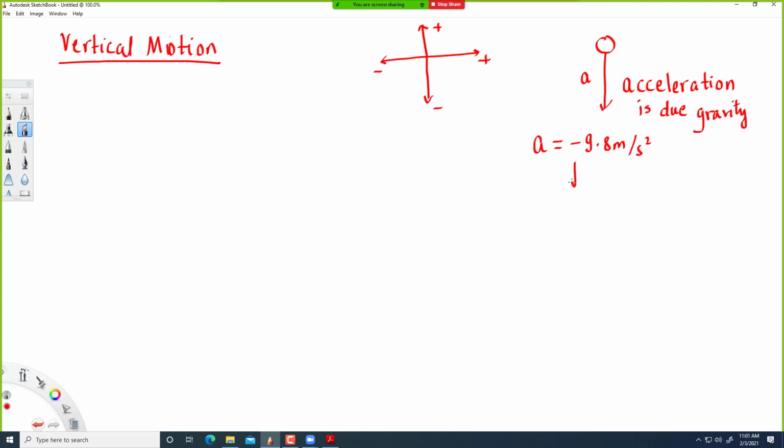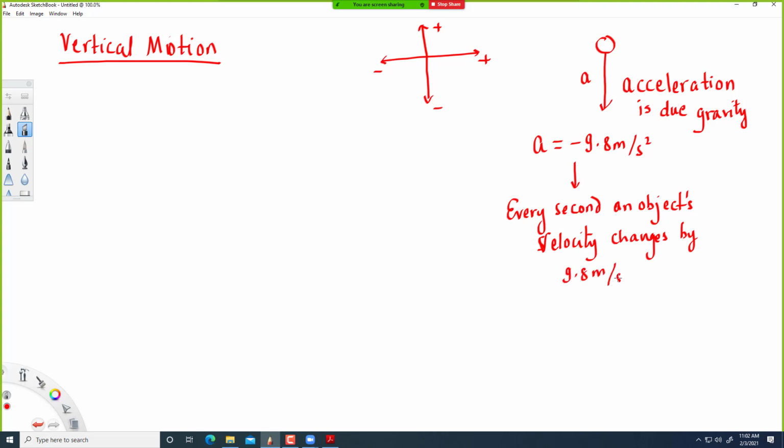And what this means is, every second when you drop an object, the object's velocity changes by 9.8 meters per second. Okay? That's the meaning of minus 9.8 meters per second squared.